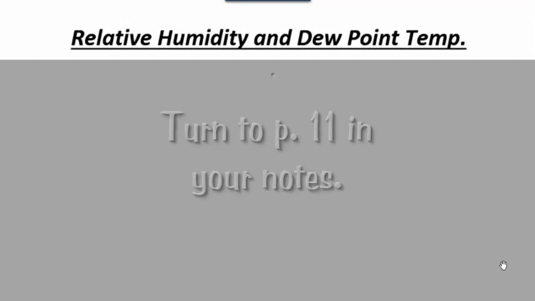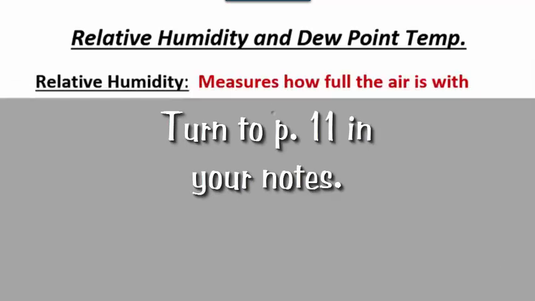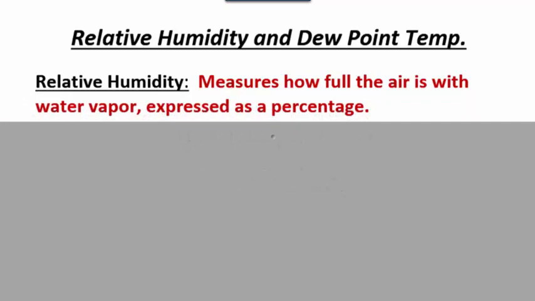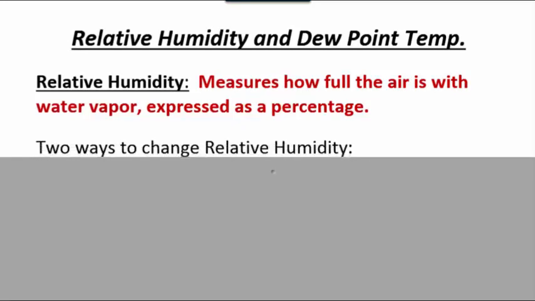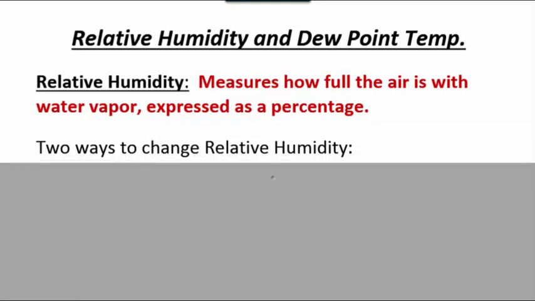Okay, now I'd like you to open up your note packets to page 11. Write this down. Relative humidity measures how full the air is with water vapor, expressed as a percentage. For example, if we say that the relative humidity is 50%, that tells us the air is half full with water. Now we're going to see there are two ways to change relative humidity.